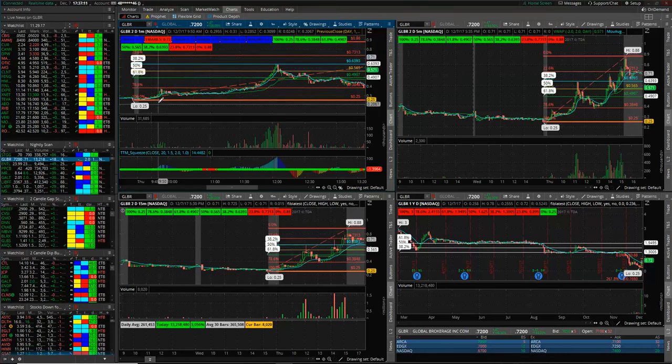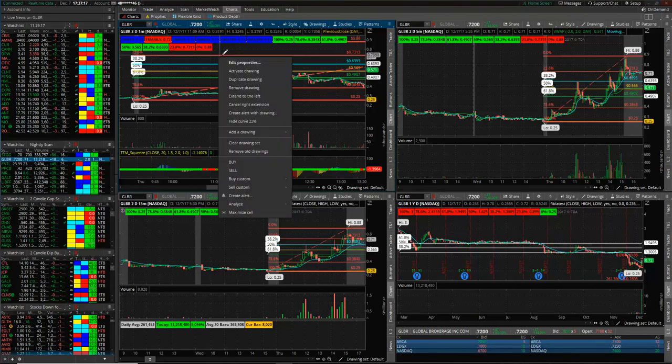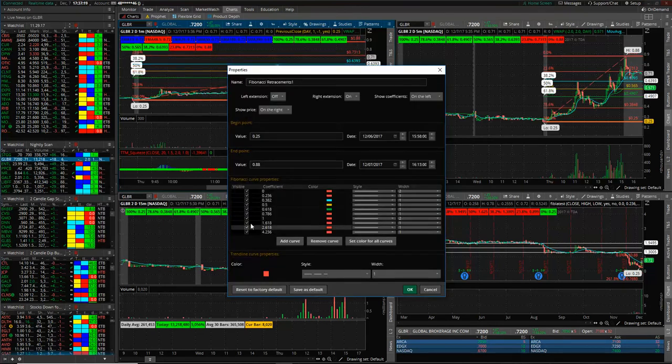Now, if you use the thinkorswim ones, it'll automatically set these. But if you don't want them, you can right click, go to edit properties, and unselect the ones you don't want to use. So if you wanted to match what I have on the automatic fibs, I can literally deselect the ones I don't want to show, and they would automatically remove themselves.